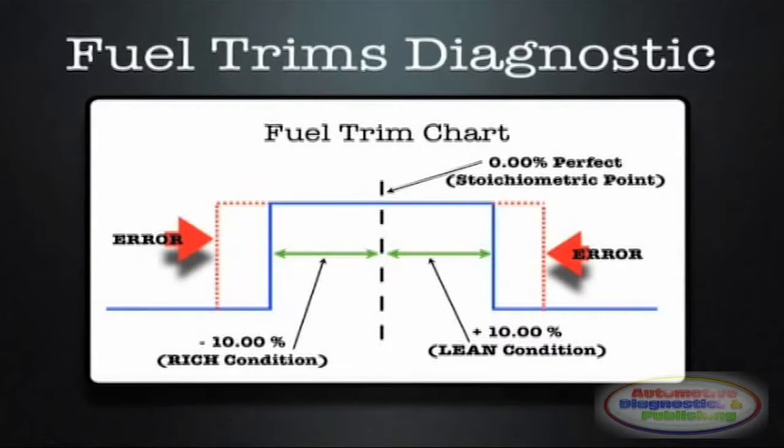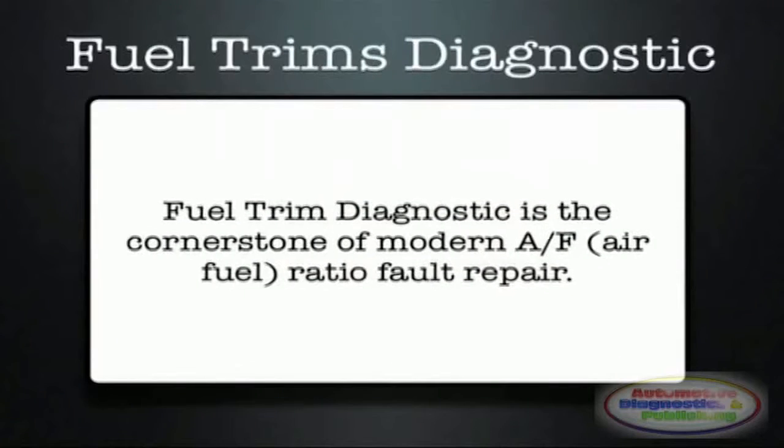The fuel trim PID or parameter shows the deviation from perfect air-fuel ratio. This perfect stoichiometric point is 0.00%. Above equals adding fuel due to a lean condition. Below equals subtracting fuel due to a rich condition. Therefore, positive equals lean, negative equals rich.